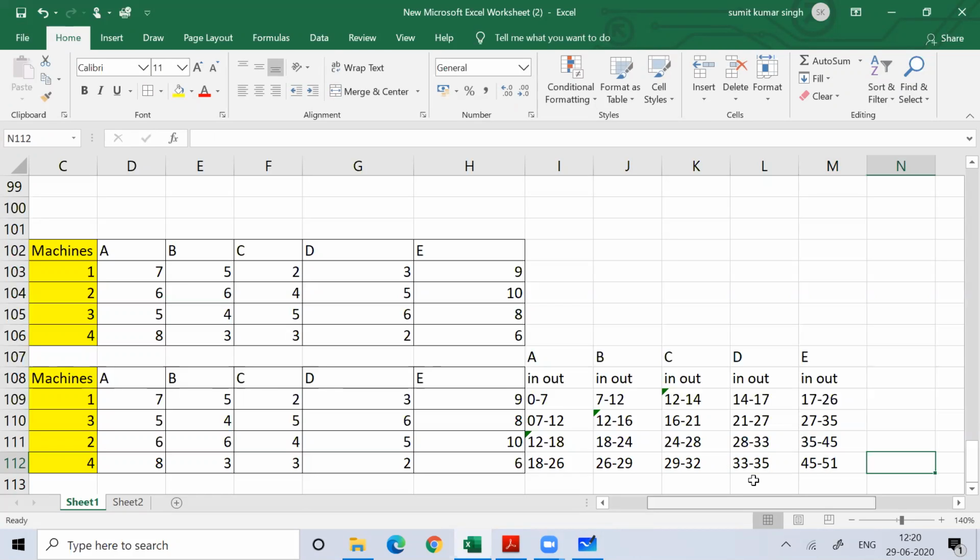So with this you can find the in and out of all machines. Gradually you can find the in and out of all machines. I arrange them in sequence, the same sequence we got through the Johnson algorithm. Arrange them in sequence of A, B, C, D, E.